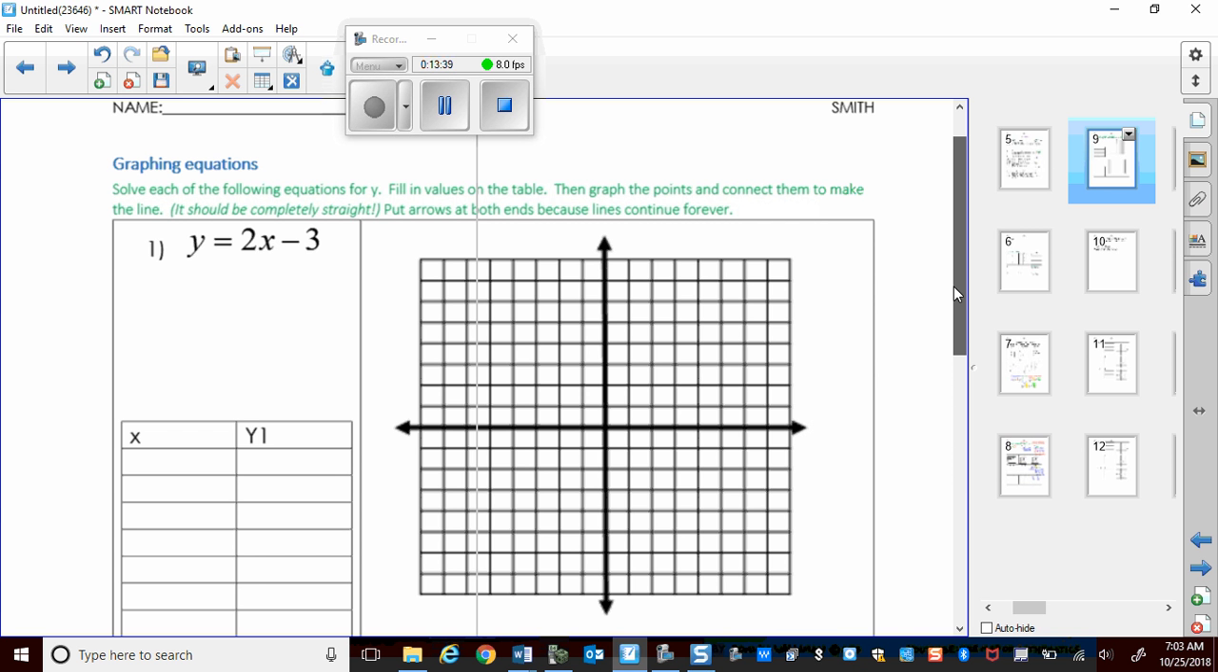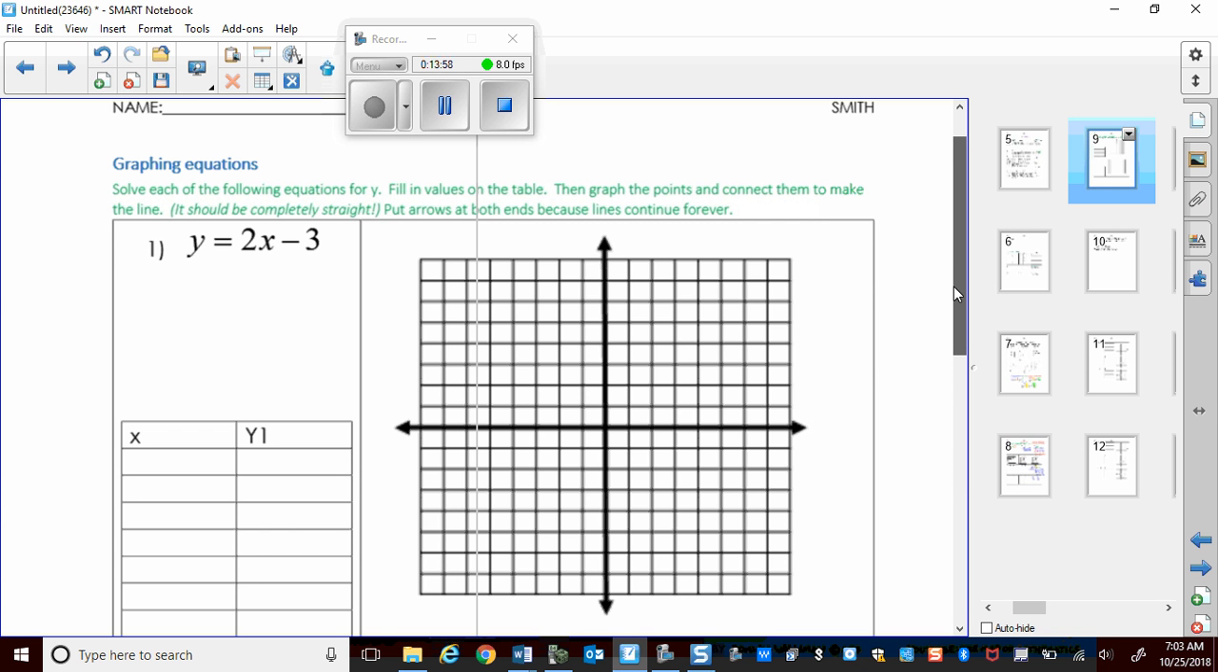So, the directions. Graphing equations. Solve each of the following equations for y. Fill in the values on the table. Then, graph the points and connect them to make the line. It should be completely straight. You put arrows at both ends because these lines continue forever.